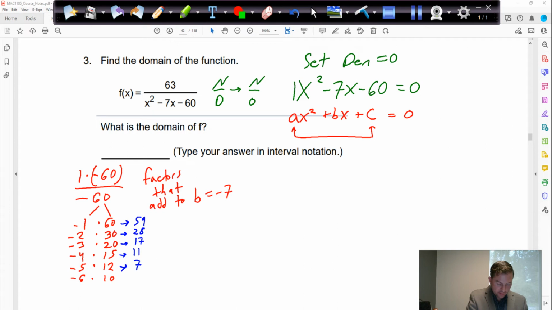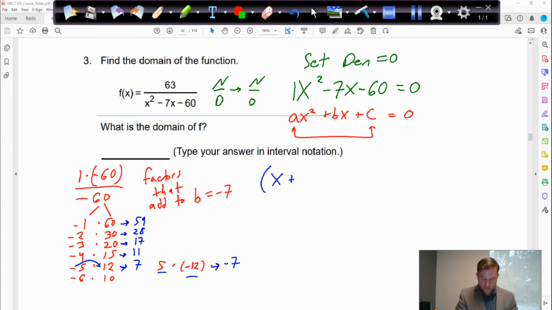So if I just swap this minus on the 5 and put it on the 12, and we use the factors to be positive 5 times negative 12, notice those still multiply to be minus 60, but they add to be minus 7. Okay, so we're going to have our two factors be 5 and negative 12. So we can write that as x plus 5, x minus 12.